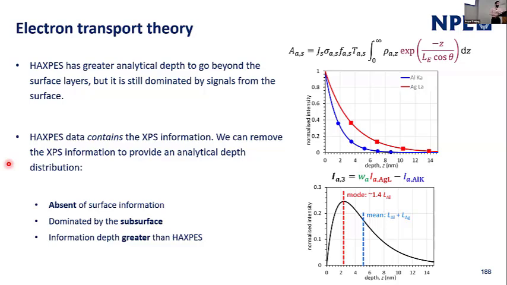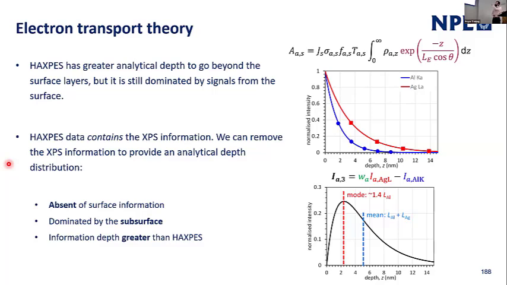So that's what's represented by that top graph there. We can see that if you normalize the surface intensity, there is more information that goes deeper into the sample for the silver source compared to the aluminium source. And what's important is that the HAXPES data contains the XPS information. So we can remove that XPS information, and what we're left with is a surface-free depth distribution, and that's what's represented by that bottom curve.